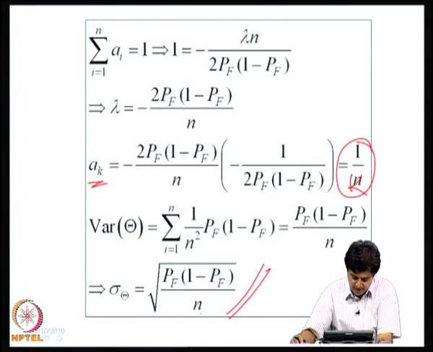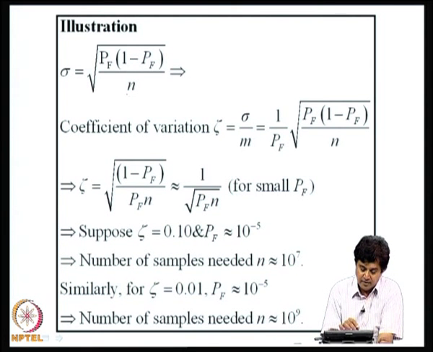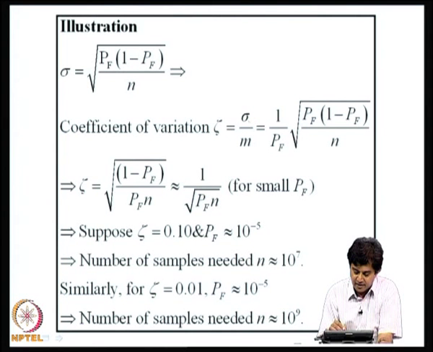Now, let us look at this slightly more carefully. Look at the standard deviation, which is the square root of the variance of the sampling distribution. We get it in this form, and the coefficient of variation can be defined as sigma by m, that is 1 by pf into this. A slight rearrangement will show us that this coefficient of variation can be given as 1 divided by square root of pn, when pf is small, which is most of the cases in the kind of problem that we are studying.